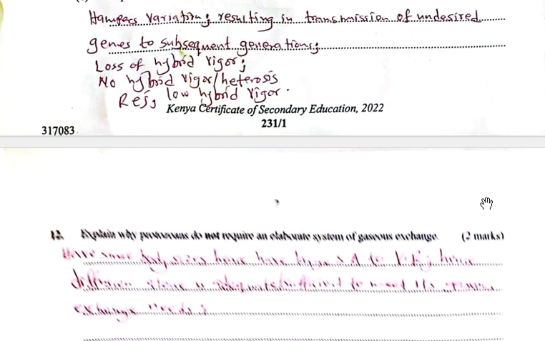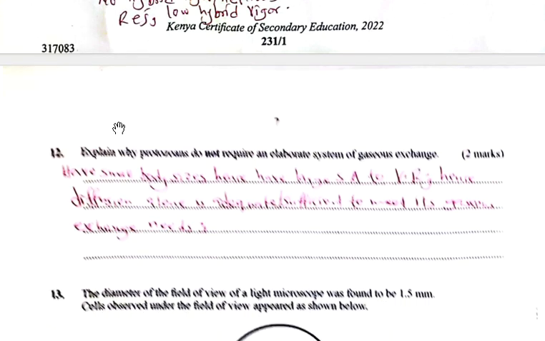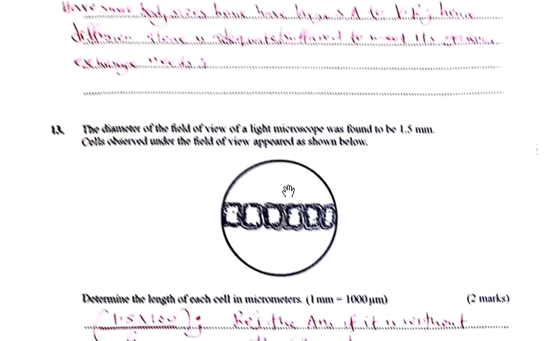Then the next question says explain why small plants do not require an elaborate system of gaseous exchange. And this is about surface area to volume ratio, and these organisms, most of their body is exposed to the environment, hence diffusion is sufficient for gaseous exchange.